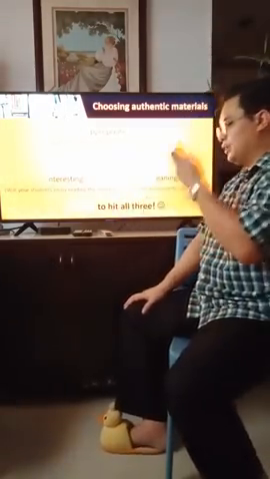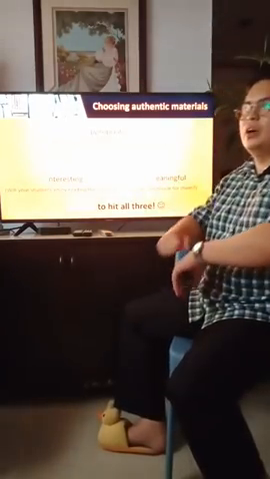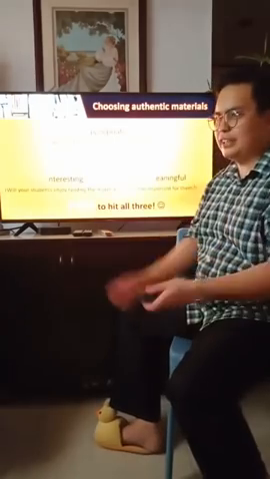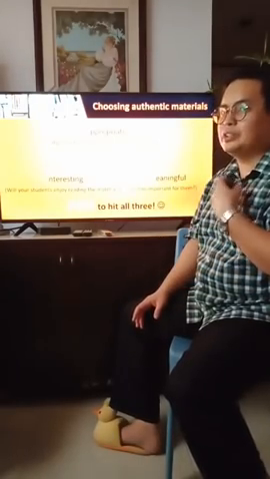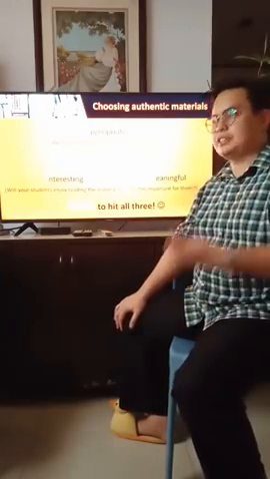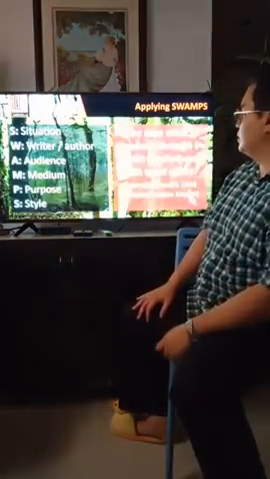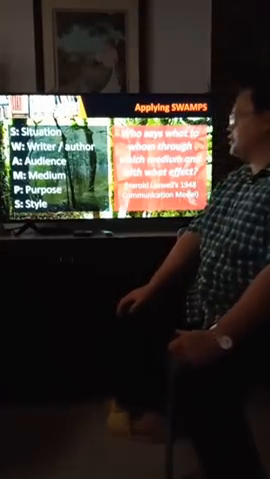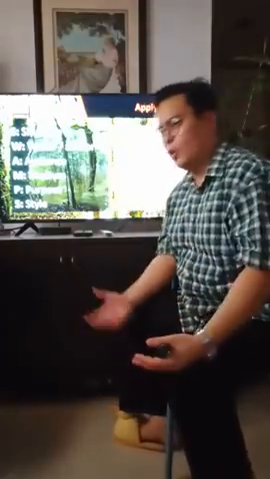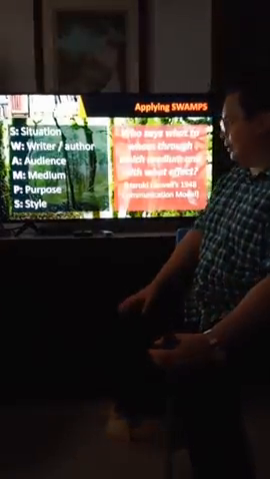So, how do we now analyze or dissect an authentic material? How are we going to use authentic material now in order to teach literacy skills? Let me propose another acrostic, SWAMPS. Whenever we are confronted with a material, we can use the SWAMPS.